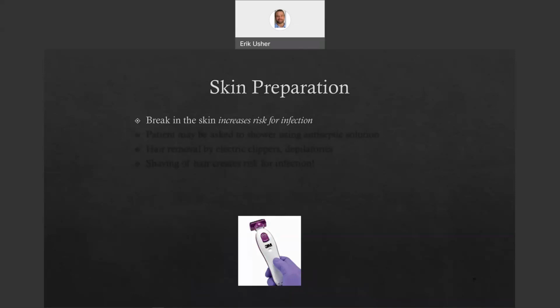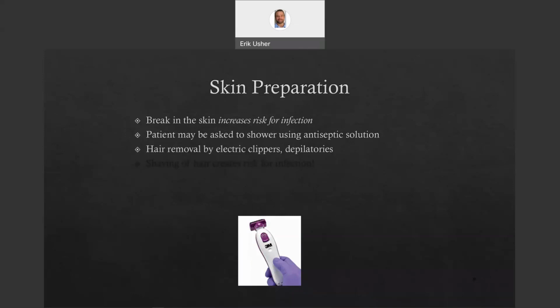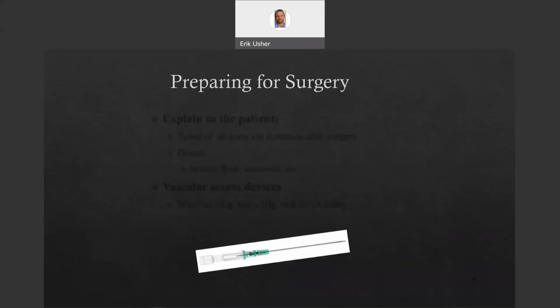Skin prep's huge. The barrier in the skin increases the risk for infection. If there's a break in that, you have a risk for infection. So they may be asked to shave or shower using antiseptic solutions, hair removal by electric clippers or depilators. We don't recommend regular straight razors for that. And shaving of hair creates the risk for infection. Again, you're having these little micro lacerations that, of course, are alterations in that skin integrity.